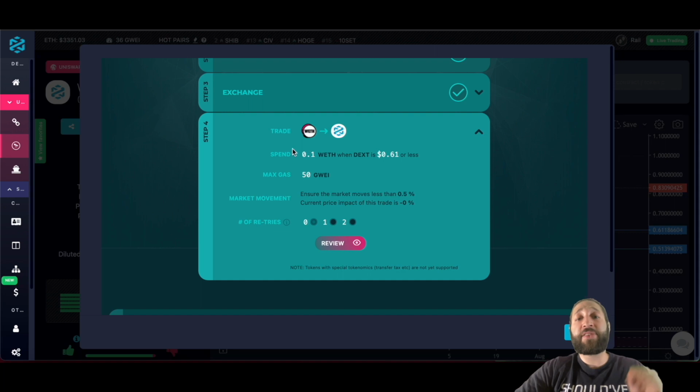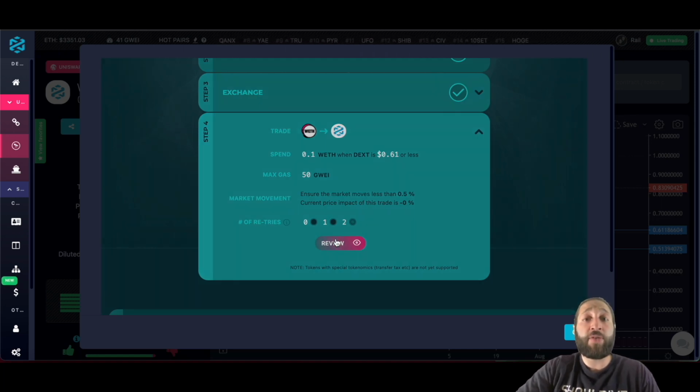And we'll move on to the next step. And this is the review and deployment of the smart contract. So you can see wrapped Ethereum into DEXTools, we're going to spend 0.1 WETH when DEXT is 0.61 or less at a max gas of 50 GWEI. Market movement ensures the market moves less than 0.5% and the current price impact on this trade is 0%. I won't even move the market buy. And then you have the number of tries here, and we're going to put the number of tries at 2 because it's such a cheap price that I don't want to miss out on this, so I want it to keep trying till it executes.